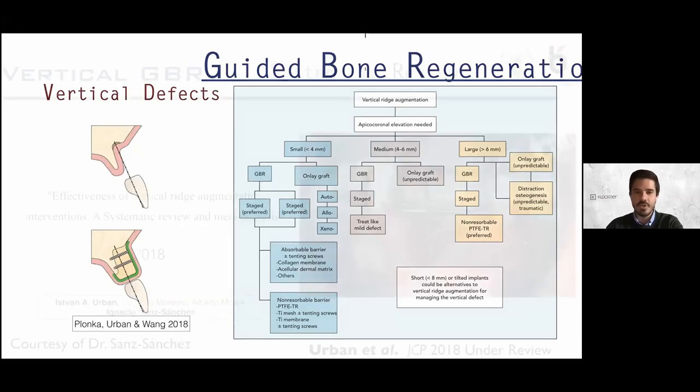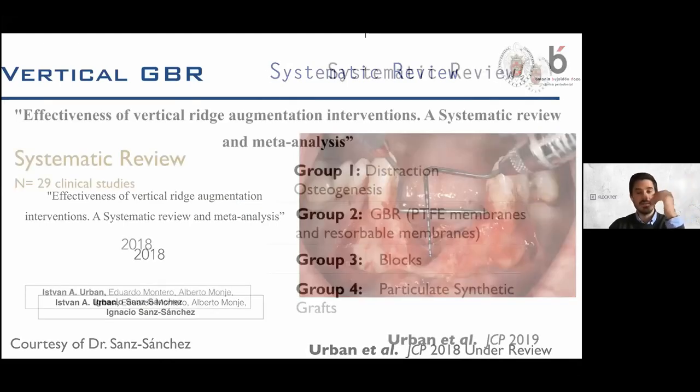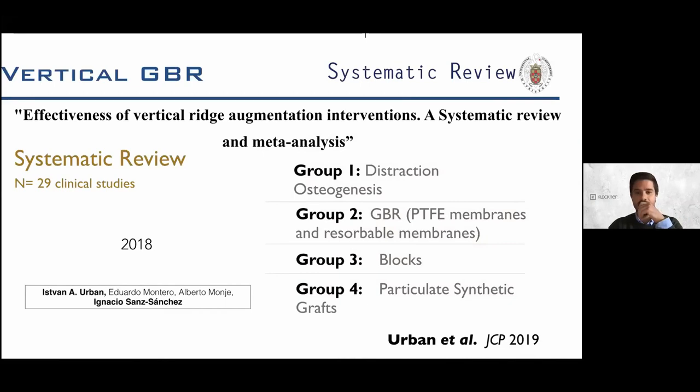But before that, we should discuss the efficacy of vertical regeneration. In this case, this systematic review performed by Isman Urban and also with our group, with Eduardo Montero and also Ignacio Sanchez, pooled all the techniques in 4 categories. The first one, distraction osteogenesis, GBR techniques, independent from the PTFE membranes procedures and resorbable membrane procedures, bone blocks, in which the Khoury technique is included as well, and finally the particulate synthetic grafts.